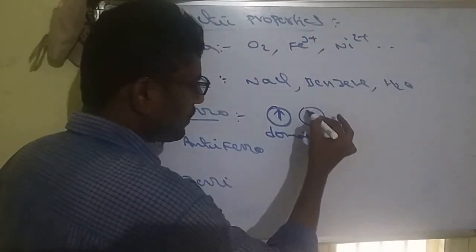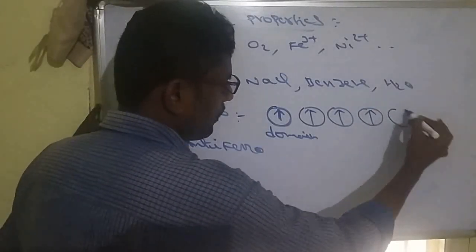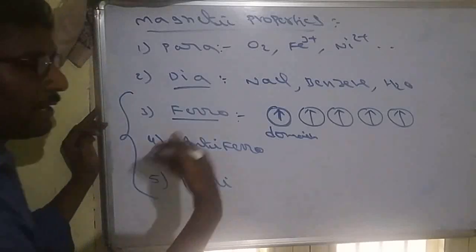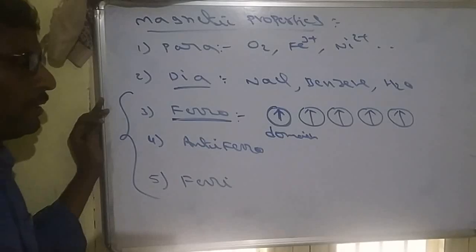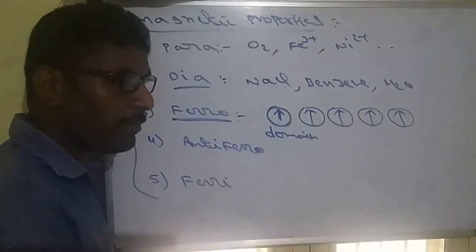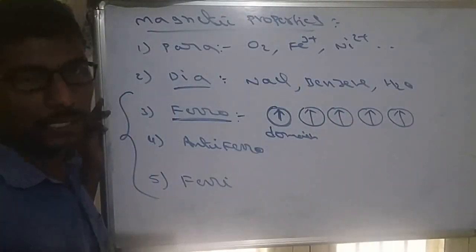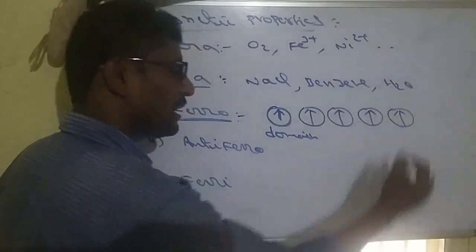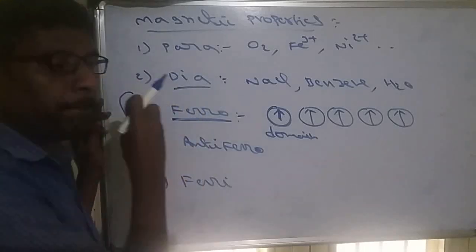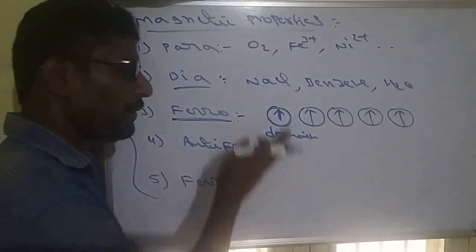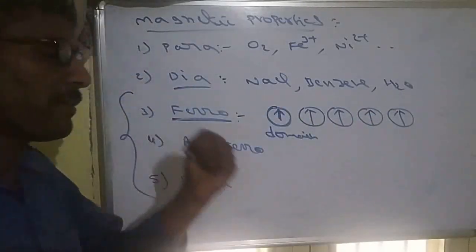If all these domains are present in the direction of magnetic field, then such substances are called ferromagnetic. In absence of magnetic field, they move randomly. But when we apply a magnetic field, all these are attracted towards the direction of magnetic field. All will be aligned in the same direction. Such substances are called ferro. So a ferro substance is also called a permanent magnetic substance, because even in the absence of magnetic field, the order of domains is the same. So that is behaving as a permanent magnet.